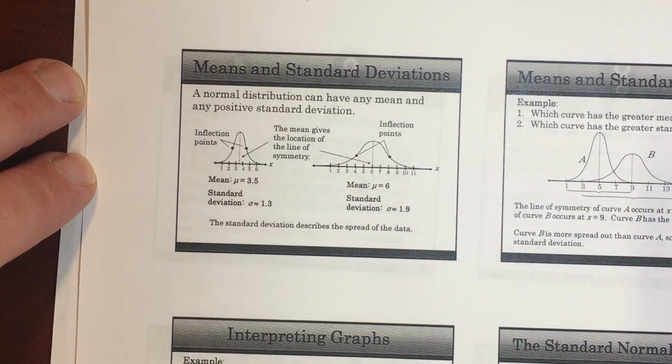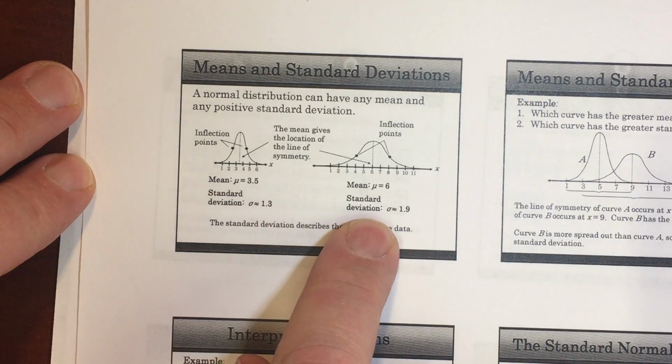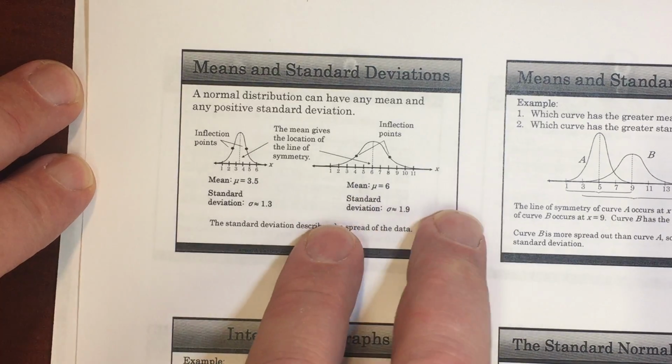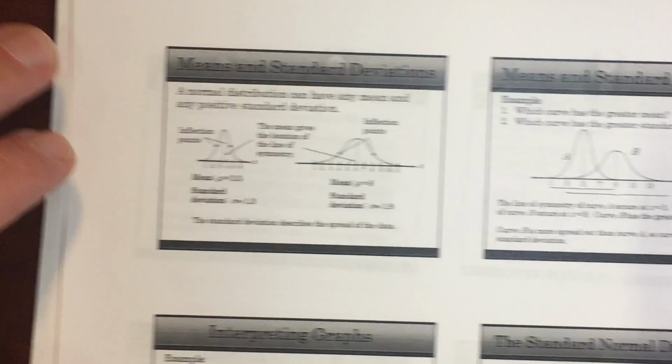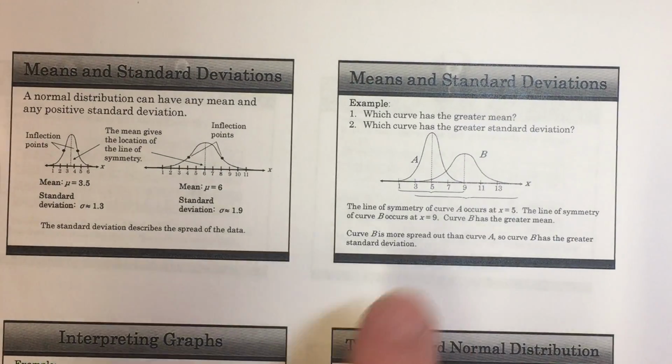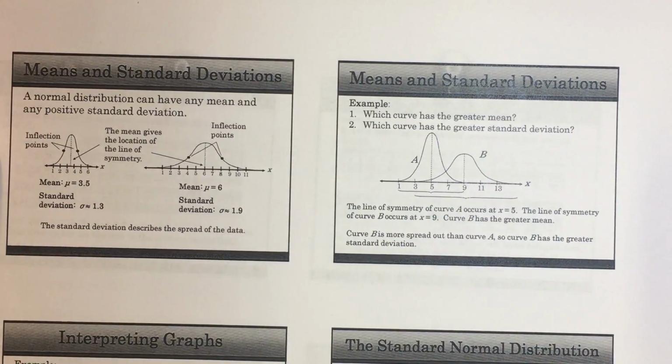What happens here? Obviously, your inflection points change. Here the means are just different, but that's not a big idea. The big idea here is with the standard deviations. As you notice in this curve, it's spread out a little more, so your inflection points are further away from your mean. For this one here, which one has the greater mean? Obviously, it's the one on the right. B has the greater mean.